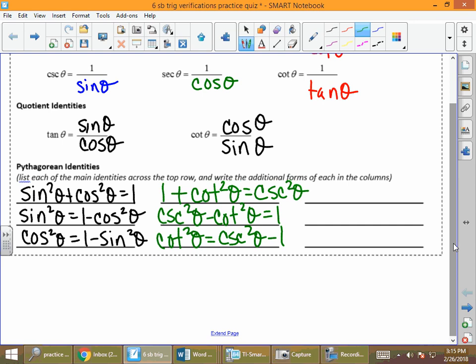And I actually think that I did those backwards from the way that I did those in the notes. But those are correct there. I subtracted 1 from both sides.